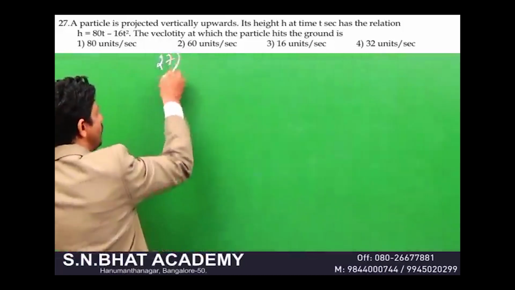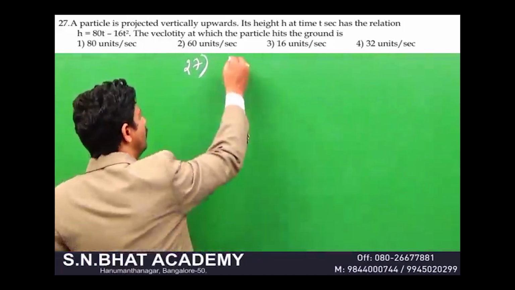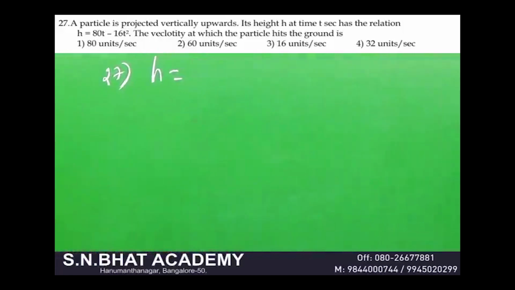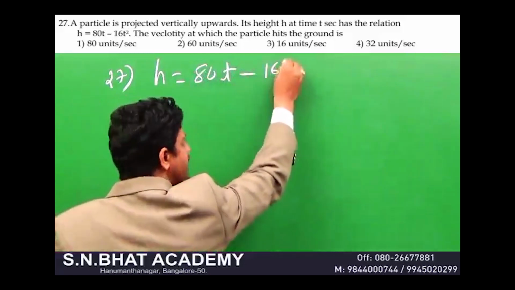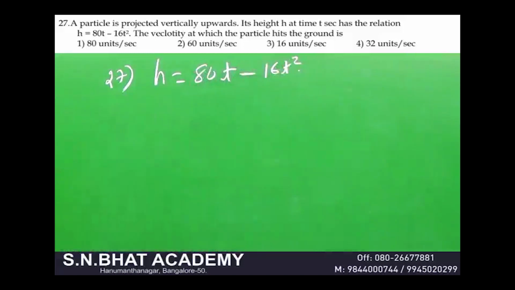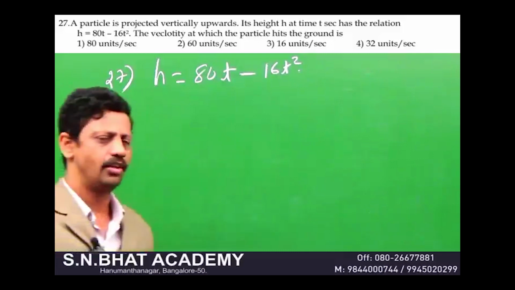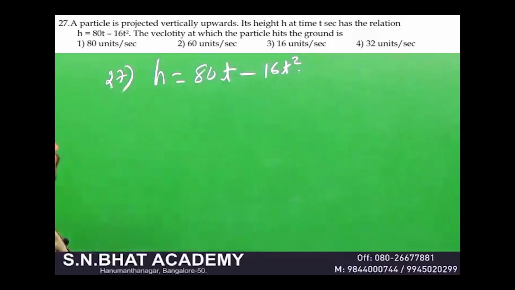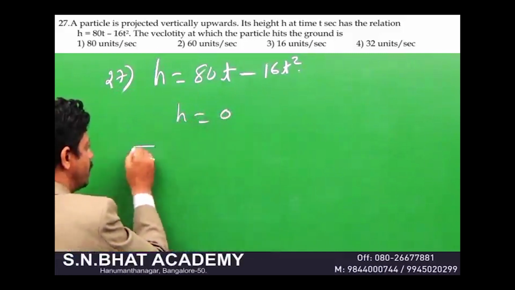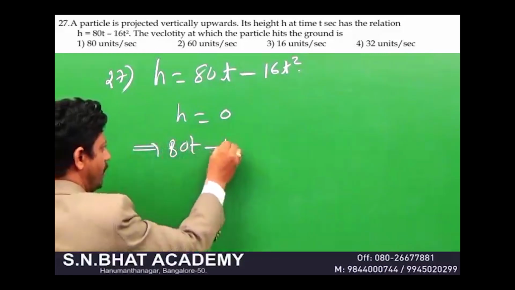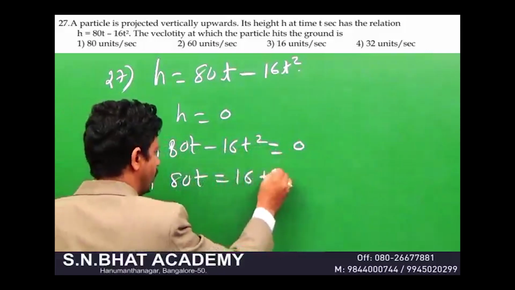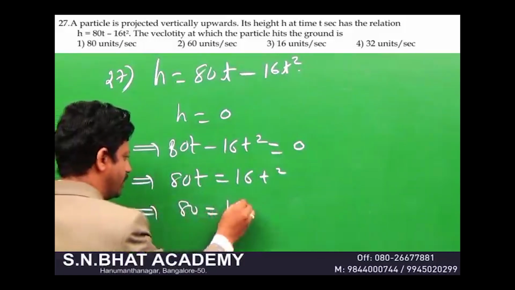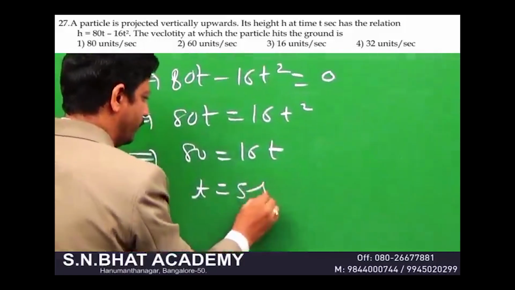So we move on to question number 27. In this problem, the height of a particle which is projected upwards is given by this equation, h is equal to 80t minus 16t square. And we have to determine the velocity at which that particle hits the ground. That means at the time of hitting the ground, what is the velocity of the particle? So when it hits the ground, h is 0. h equal to 0 implies 80t minus 16t square is equal to 0. And this implies 80t is equal to 16t square. And this implies 80 is equal to 16t, or t equal to 5 seconds.